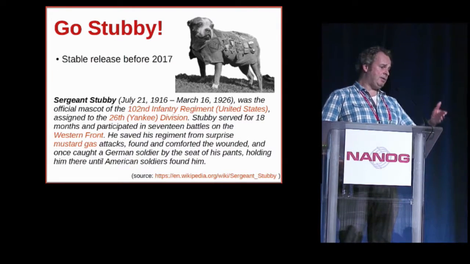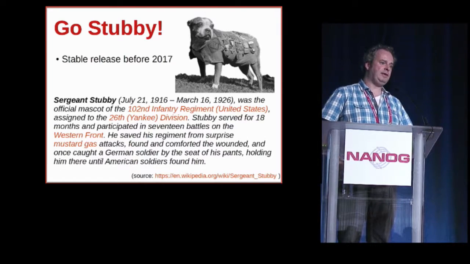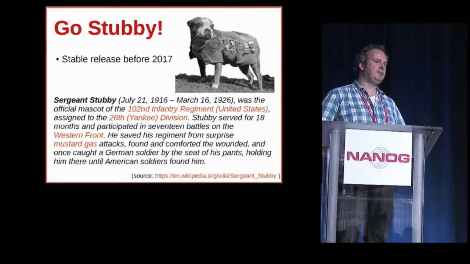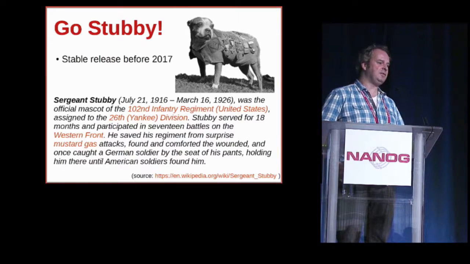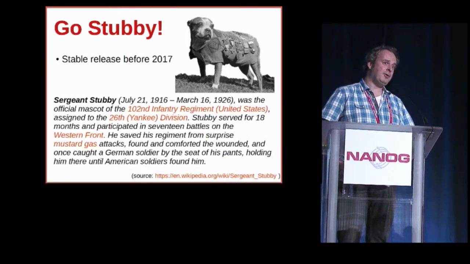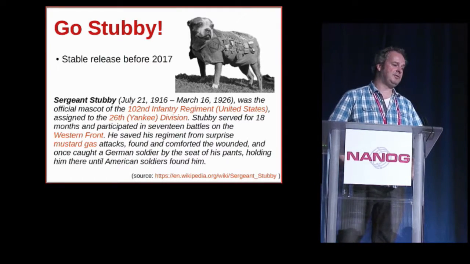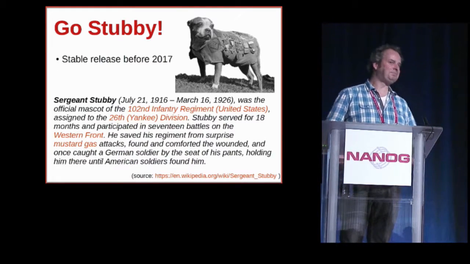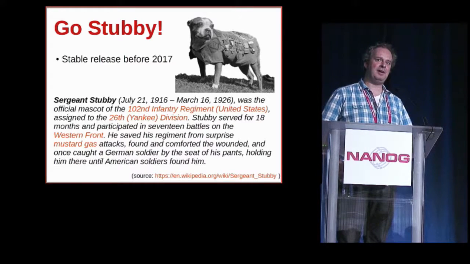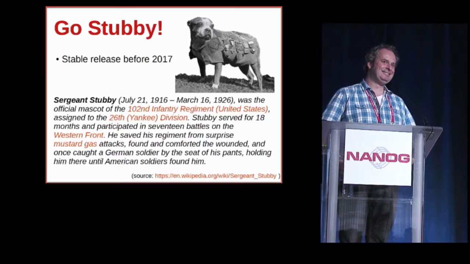So we came up with the name Stubby because it's sort of catchy. And then John Dickinson, one of the developers of getdns, discovered that there's actually an American World War I war hero dog called Stubby, Sergeant Stubby. And so we use him as our mascot now. That's Stubby. Thank you.